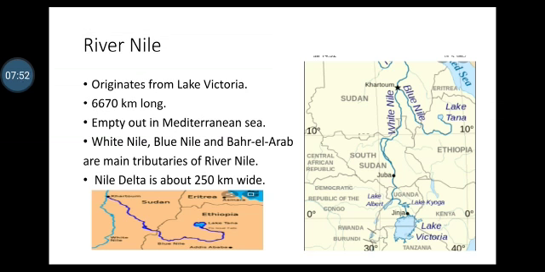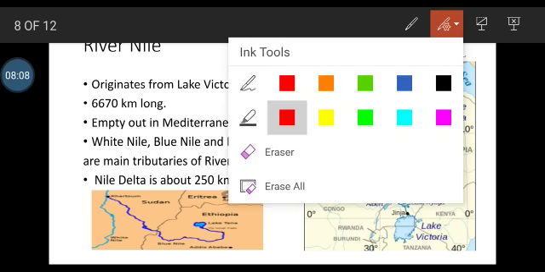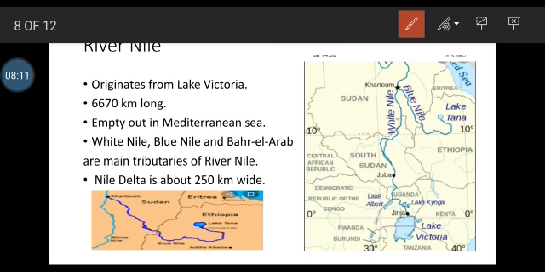Now, the River Nile. The River Nile originates from Lake Victoria and is also considered the longest river in the world, which is 6670 kilometers long. These are its tributaries, the Blue Nile and the White Nile. The River Nile drains into the Mediterranean Sea in northern Egypt and forms the famous delta of the River Nile, which is 250 km wide, called the Nile Delta.